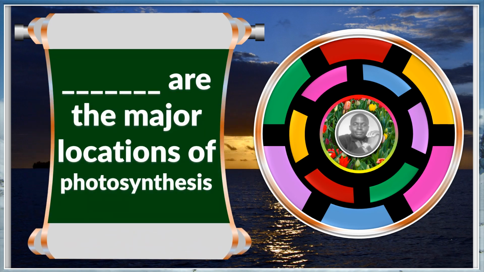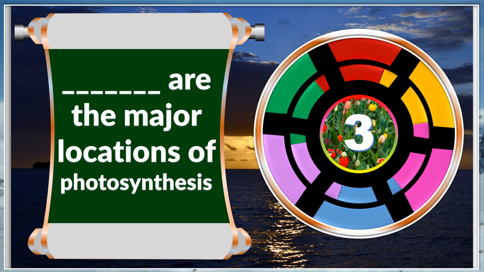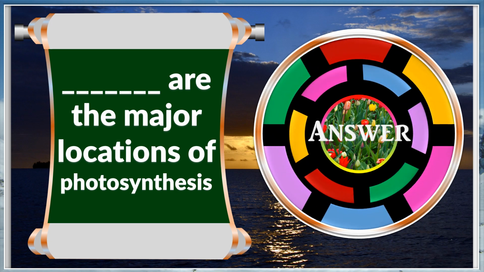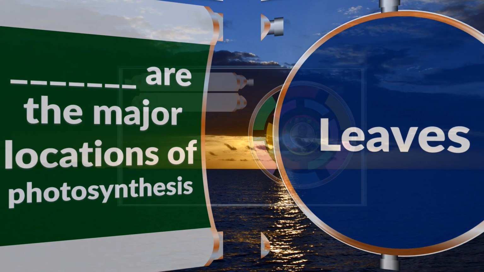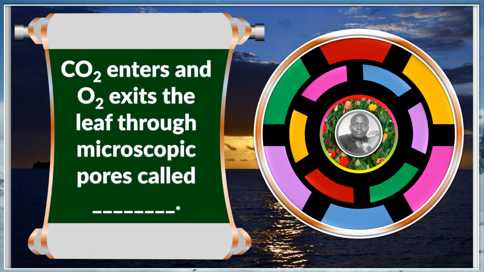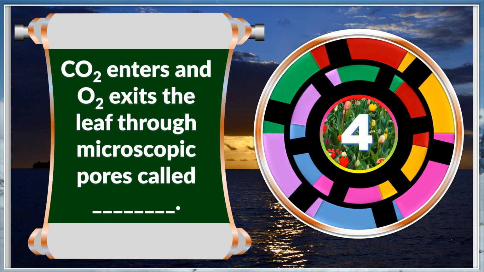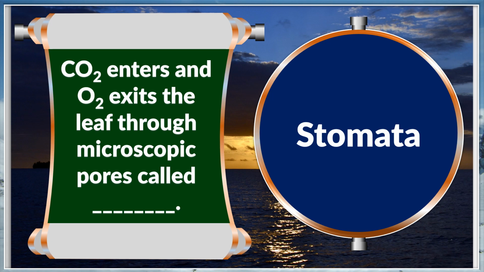Dash are the major locations of photosynthesis. Leaves. Carbon dioxide enters and oxygen exits the leaf through microscopic pores called stomata.